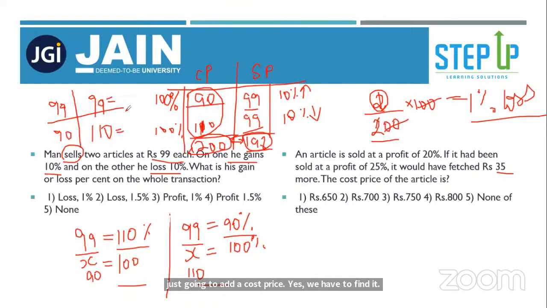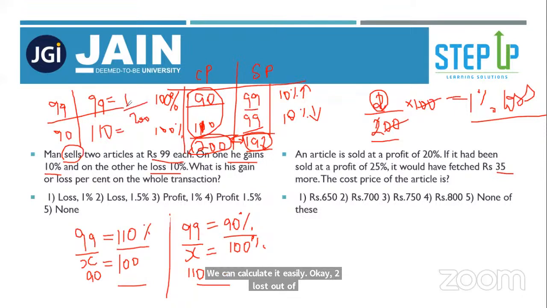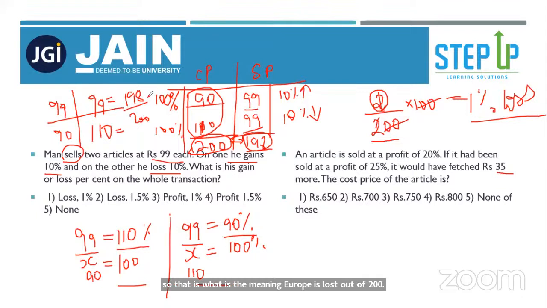Okay, 2 rupees loss out of 200. So that is what is the meaning. 2 rupees loss out of 200. So that is going to be 1% into 100. Okay, 2 rupees, or 200 minus 198. 2 rupees loss out of 200. So that's going to be 1%.